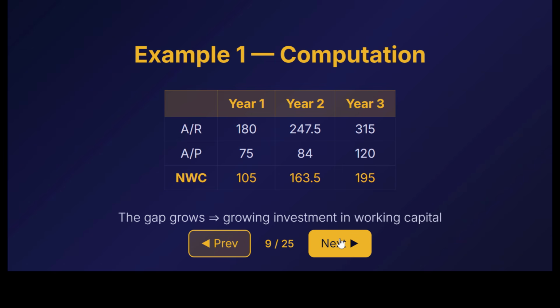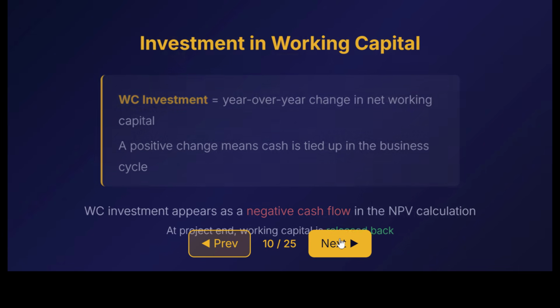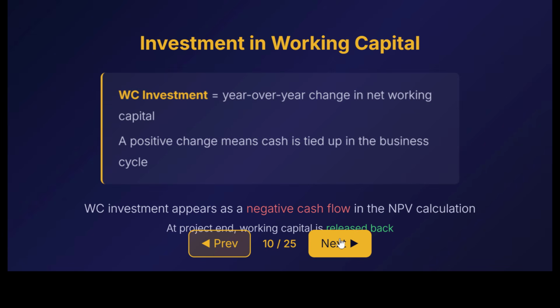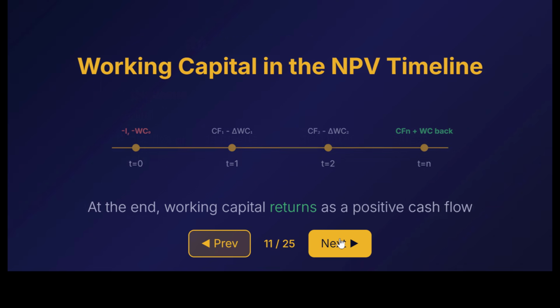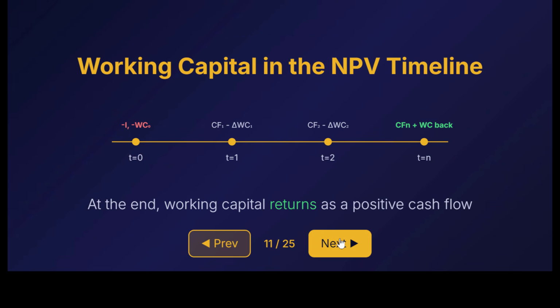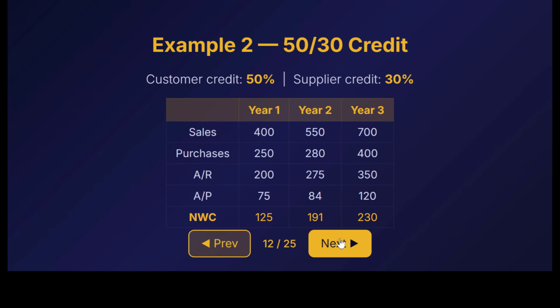5. The travel company insight. A travel company collects payment from customers before their trip but pays suppliers after the trip. This creates negative working capital. The company is effectively financed by its customers. Negative working capital improves the project's NPV because cash comes in before it goes out.